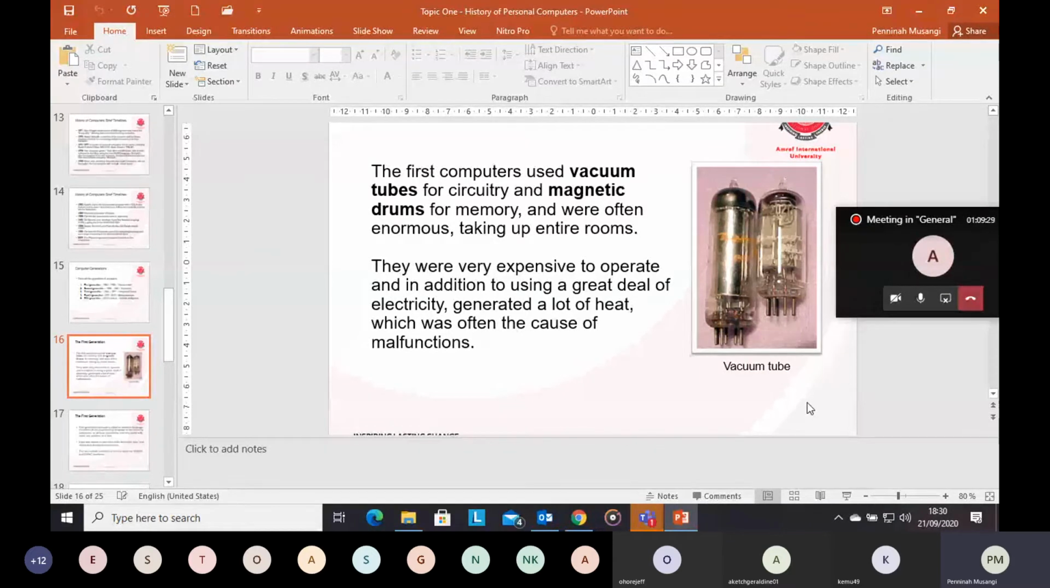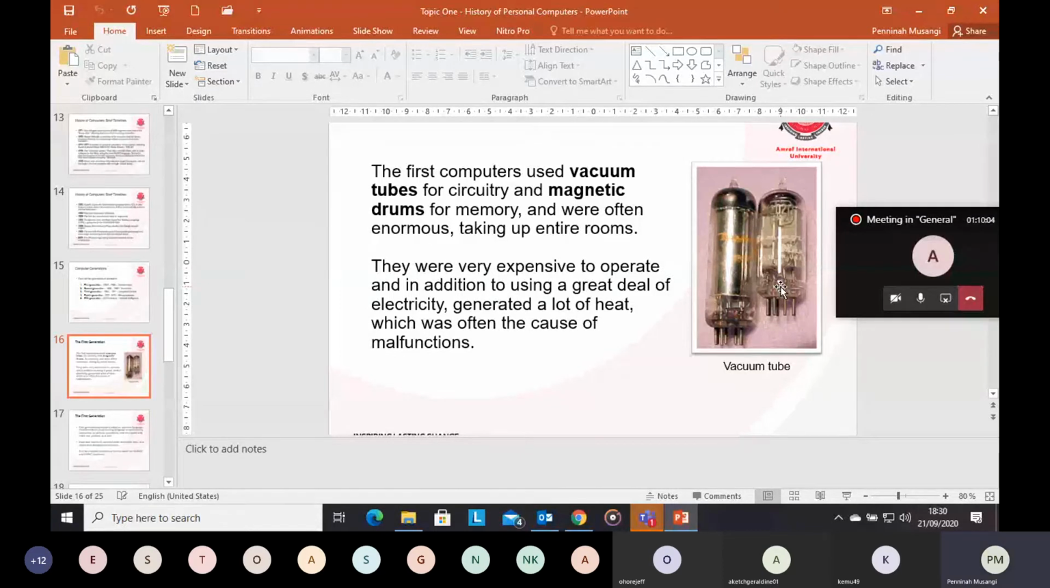How power will be transmitted across the machine. So those first computers were using vacuum tubes. As you can see here, this is an image of a vacuum tube. These are the tubes which were being used to transmit power within the various parts of the computer. The first computers were using magnetic drums for memory. And as we said, memory was for storing information or data.